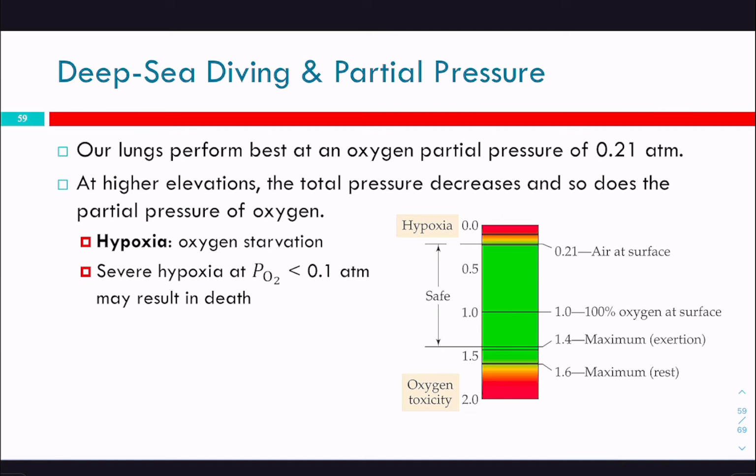So lungs perform best when the oxygen partial pressure is 0.21 atmospheres, because that's what our atmosphere is. At higher elevations, the total pressure drops, and so the partial pressure of oxygen also drops, which can lead to hypoxia, so not getting enough oxygen. You can also get oxygen toxicity if the oxygen levels go too high. So you don't want to give somebody high flow oxygen unless they actually need it.